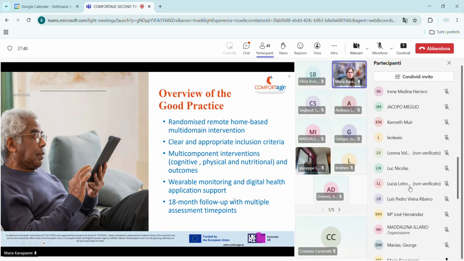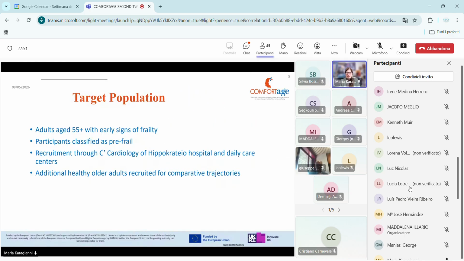The targeted population is 55 plus with early signs of frailty. Participants are classified as pre-frail, as we mentioned before, meaning they haven't yet started losing their functional abilities. The recruitment is through the Cardiology Clinic of Hippocrates Hospital and daycare centers. And we also have an additional group, healthy older adults, that we want to compare with the frail older adults to extract the trajectory of their health and some risk factors.